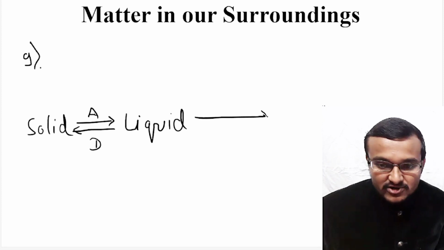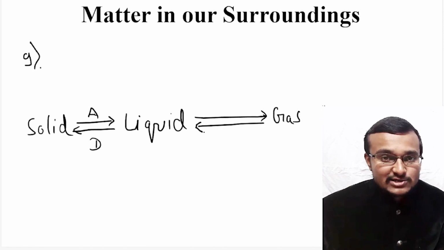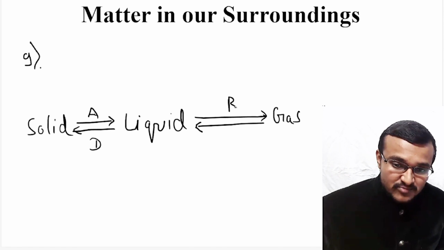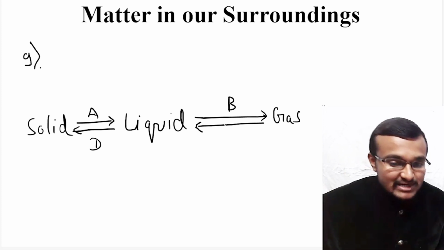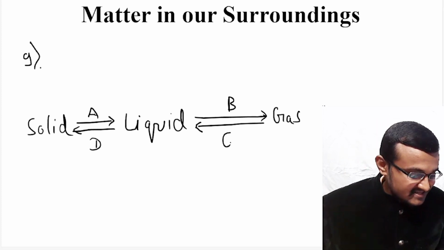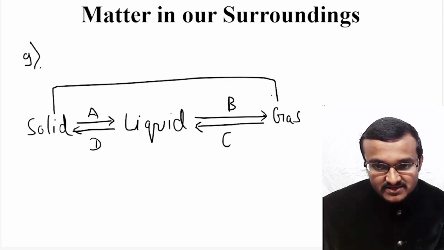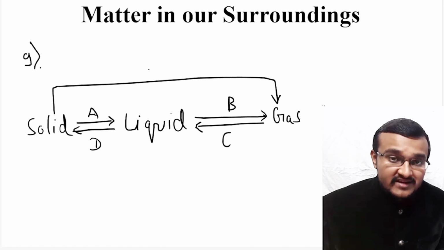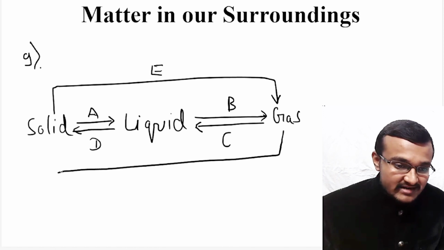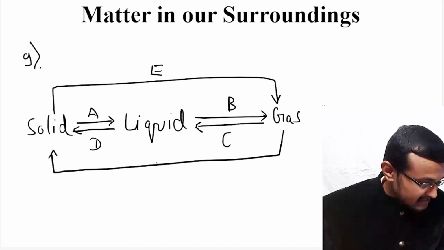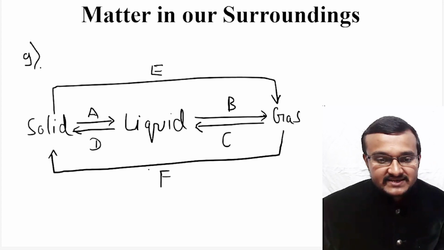Now liquid is getting converted into gaseous state. Again these gaseous molecules are converting back into liquid state. So here this arrow is B, and this arrow where gaseous molecules are converting back into liquid molecules is named as C. Now solid is directly getting converted into gaseous state, and this pathway is named as E. Here gaseous state is converted back into solid state and this pathway is named as F. Now you should actually name what A, B, C, D, E and F are.